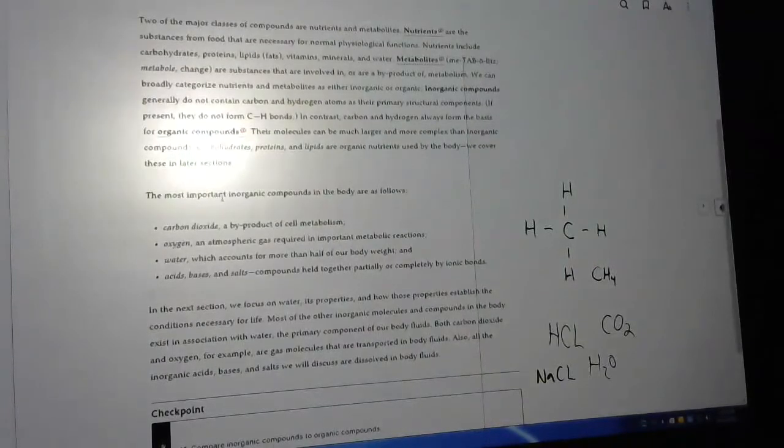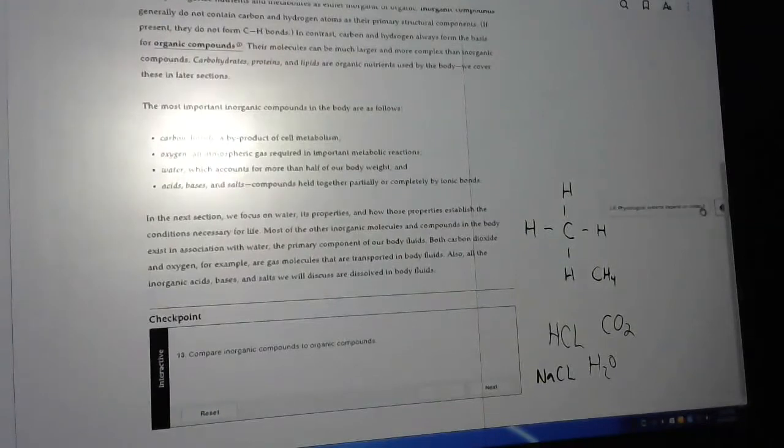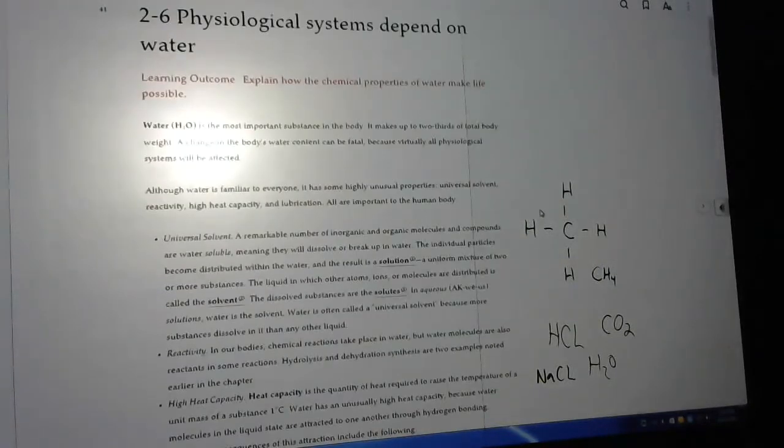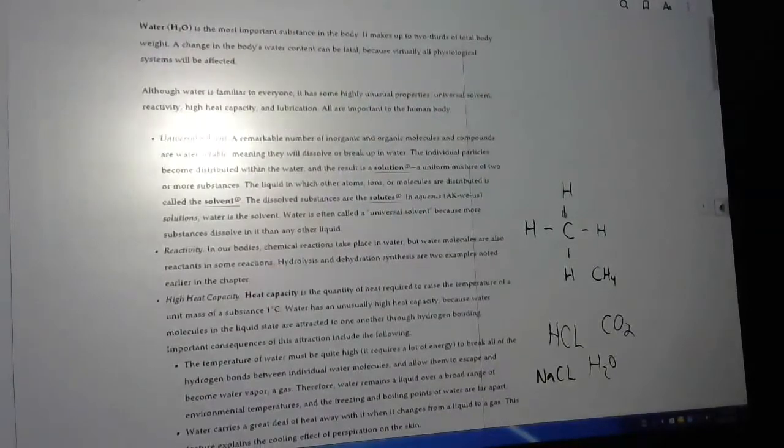So here are the most important inorganic compounds, which means what? They don't have a carbon-hydrogen bond. So carbon dioxide, oxygen, water, acids, bases, salts, those are all inorganic compounds. All right, so physiological systems, our bodies, depend on water. Almost every single reaction in our body needs water with it, okay? Water is the most important substance in our bodies.